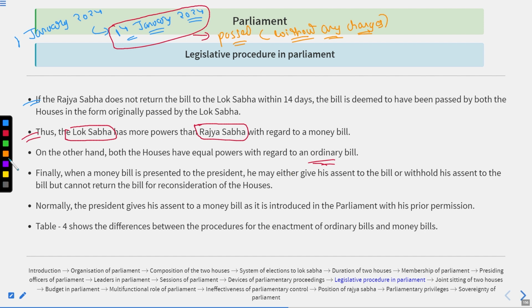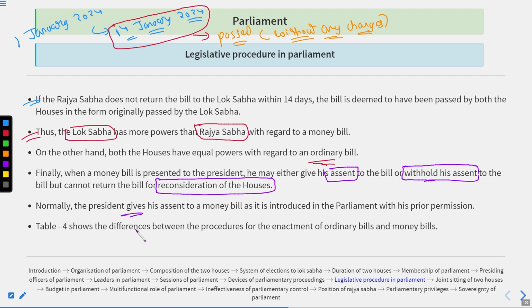It means that he will either pass the bill or reject the bill, but he cannot send it for reconsideration of the Houses. Remember this. But in the ordinary or normal situation, the President gives his assent to the money bill.